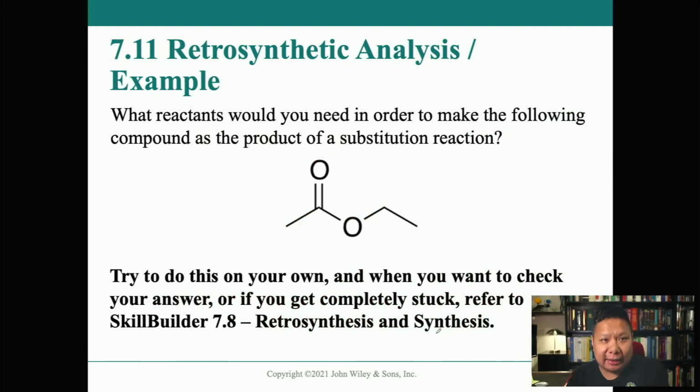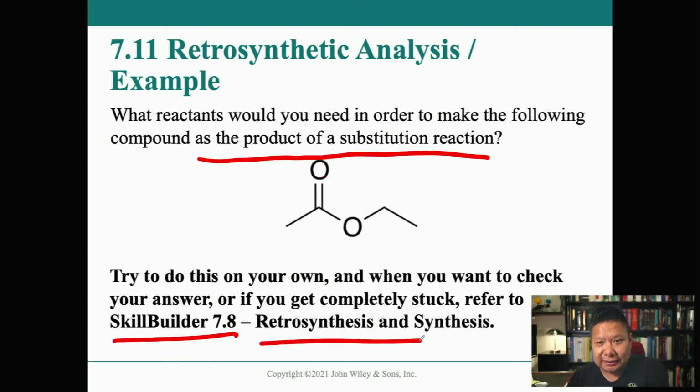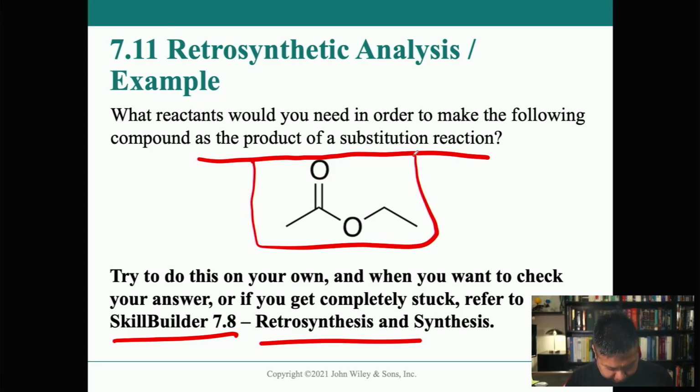So, take a look at this one. What reactants would you need in order to make the following compound as a product of a substitution reaction? Now, I want you to try this on your own. If you want to check your answer or you just don't know what to do, go to Skill Builder 7.8, Retrosynthesis and Synthesis in Wiley Plus and in the textbook, and it'll walk you through it. But I want you to practice this on your own. Make that one for me.